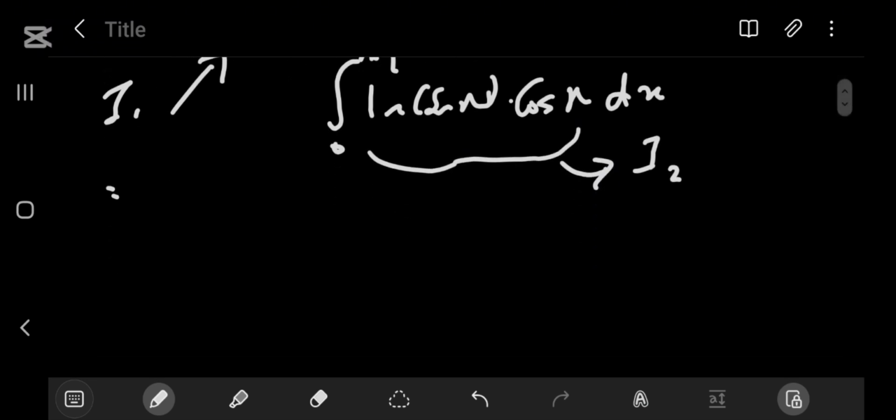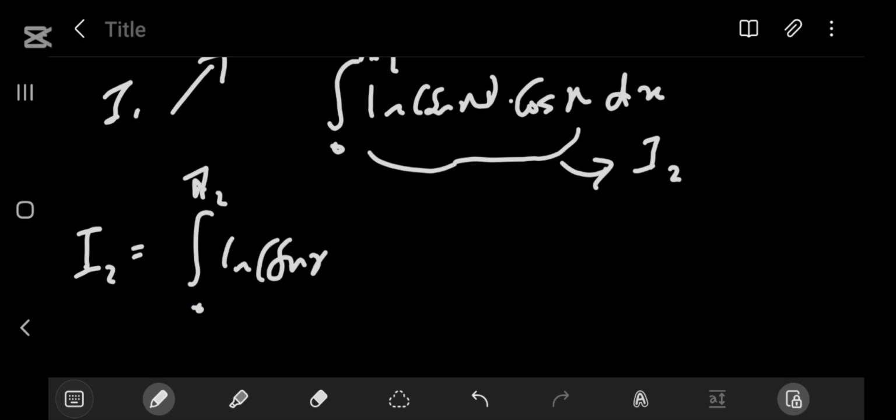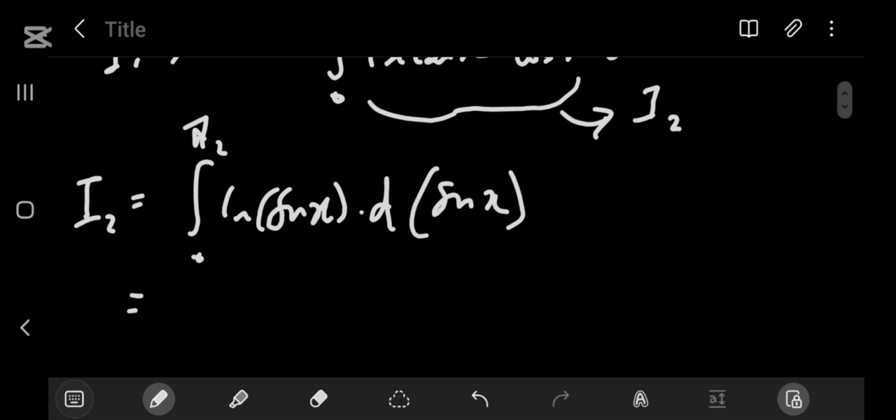Let's try to solve the I2 part first, which looks easier. So I2 is actually the integral from 0 to pi by 2 of ln sin x d sin x. Now we need to read the question like this: we need to integrate ln sin x from 0 to pi by 2 with respect to sin x.